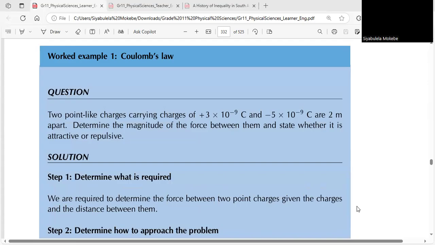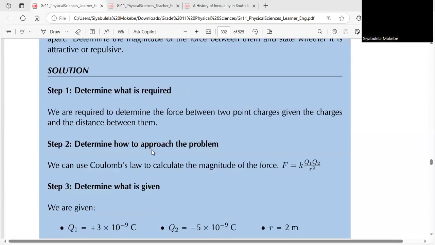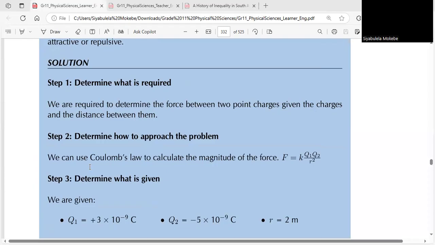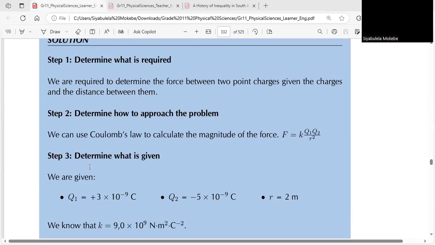Now let's look at some worked examples. 2 point-like charges carrying charges of 3 times 10 to the negative 9 coulombs and negative 5 nanocoulombs are 2 meters apart. Determine the magnitude of the force between them and state whether it is attractive or repulsive. So step number 1, we must determine what is required. We are required to determine the force between 2 point charges, given the charges and the distance between them. And step number 2, to find an approach to this, we can use Coulomb's law to calculate the magnitude of the force.